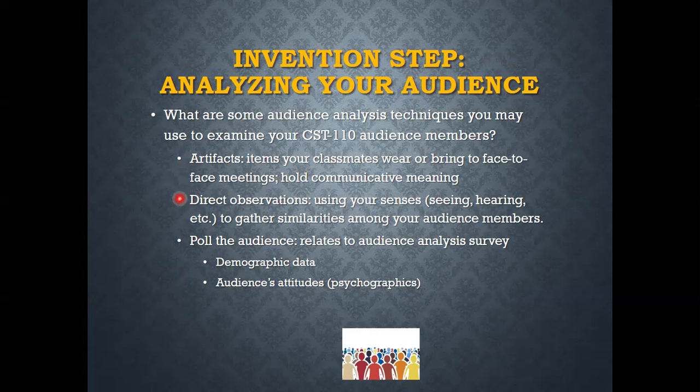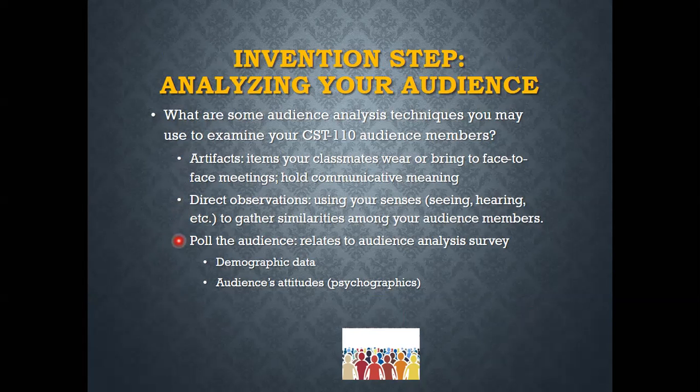On another note, you can use direct observation, and this is where you're using your senses like seeing and hearing to gather similarities among your audience members. So whereas artifacts are looking more at objects, direct observation can look at artifacts and also the verbal messages that you see your classmates sharing. So this week, you'll be receiving feedback from your classmates based on the list of topics that you present, and you can use direct observation to determine what speech topic you will use based on what they're interested in. So for instance, if you see your classmates are interested in learning about how to build good credit, then you can use direct observation to ultimately select your topic.